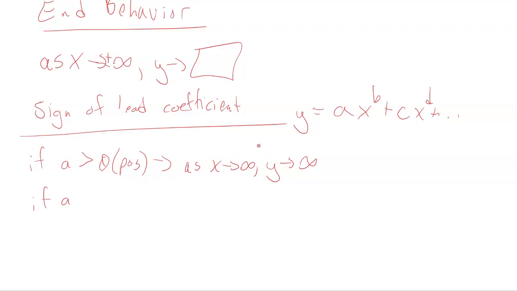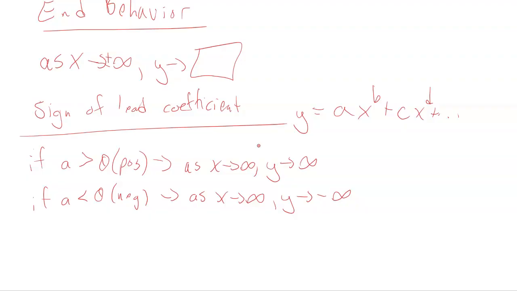If a is less than 0, so making it a negative number, what this means is that as x goes to infinity, sorry, my mistake, I'm thinking about both ends right here. We're just talking about the right-hand side. As x goes to positive infinity, that y will then go to negative infinity. Okay, it has to do one of those two things.